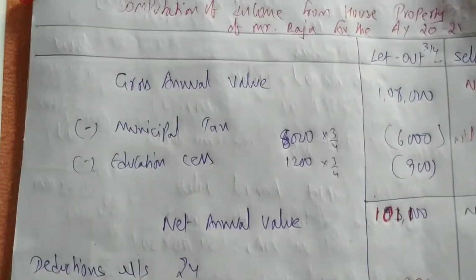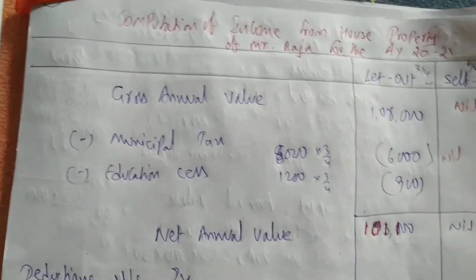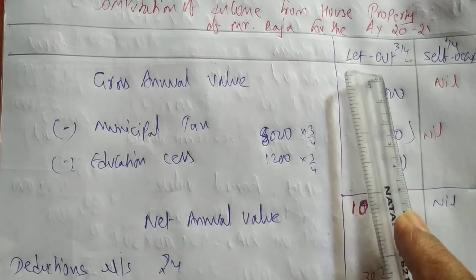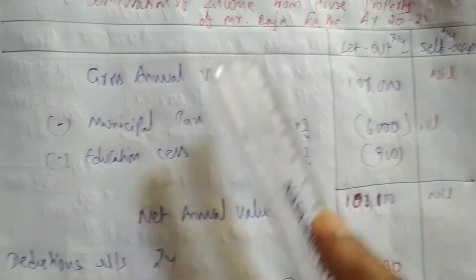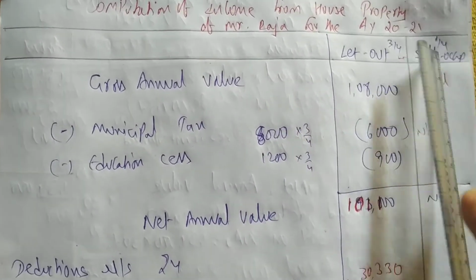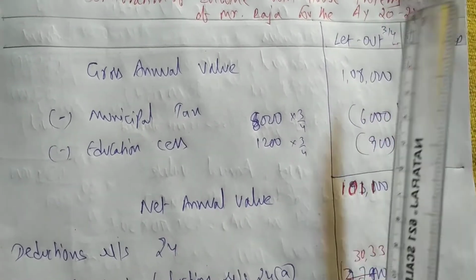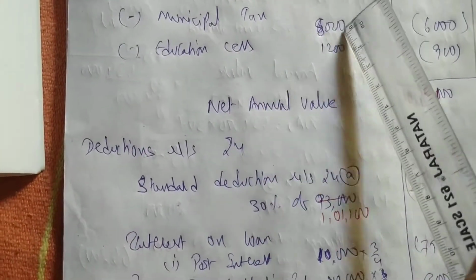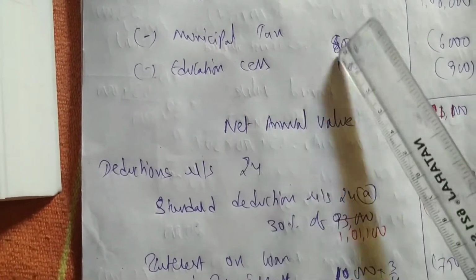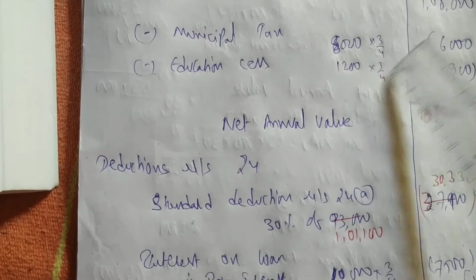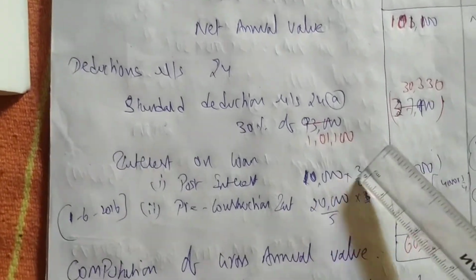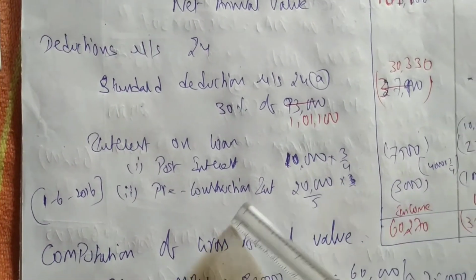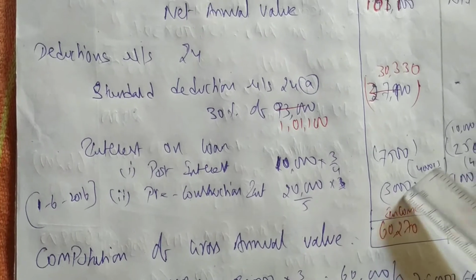Let me explain this problem once again. So he is giving information of two houses. One is let out, one is self-occupied, and self-occupied is saying 1/4. This is one entire building. That entire building he is taking 1/4 as self-occupied, he is staying, and 3/4 he is giving on rent. Okay, so the information is given of municipal taxes, education cess for the entire building. So we have done 3/4, 1/4. Next interest on loan also given for the entire building. So we have done 3/4, 1/4. Pre-construction also is given for the entire building. So we have done 3/4, 1/4.